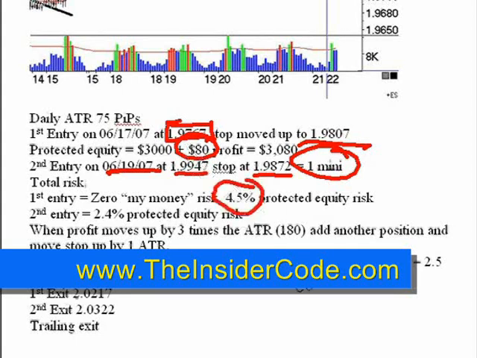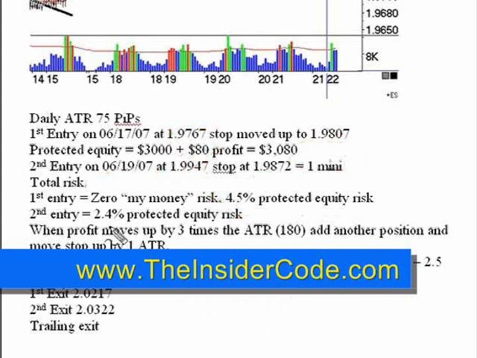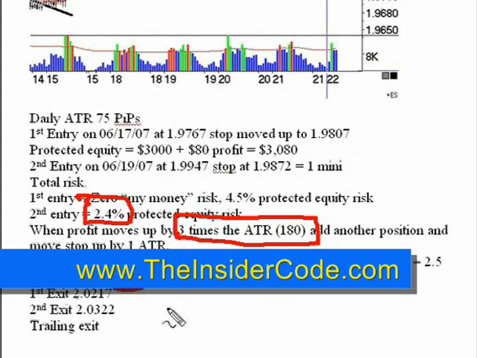And we've protected 4.5% of our total equity. Remember, we have $3,000, and we're protecting $80 in profit. Okay, so we're still risking some of the total equity in the account, the total cash. Okay, in the second entry, we have 2.4% risk. So again, when profit moves up by 3 times the ATR, 180, we're going to add on, and we move up the stop again. So, first exit, 2.0217. Second exit, 2.0322.